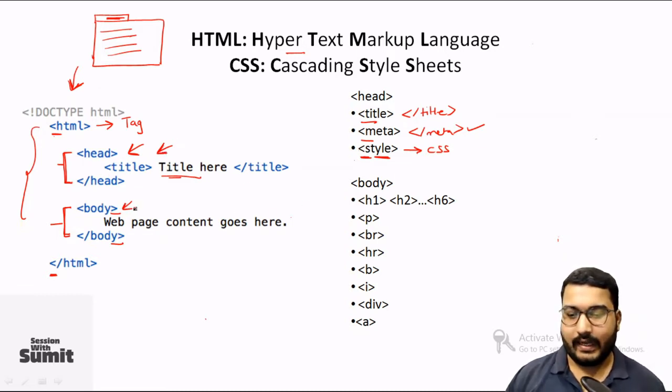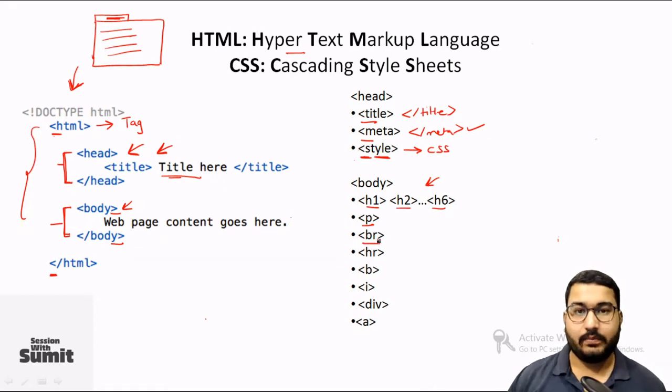Similarly, this body tag has so many sub tags. Here you have all the heading tags. So h1 is the first level heading, h2 is the second level heading. Like this you have 6 levels of heading. P stands for paragraph, BR stands for break rule. So if you want to write something, you should write P, then you can write everything you want, then /P. So this will create your paragraph.